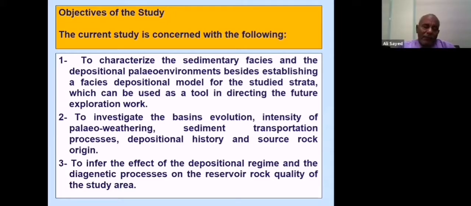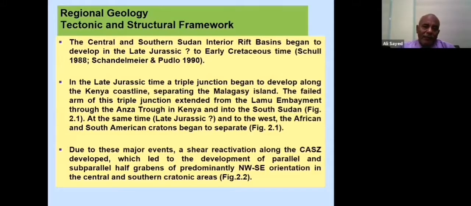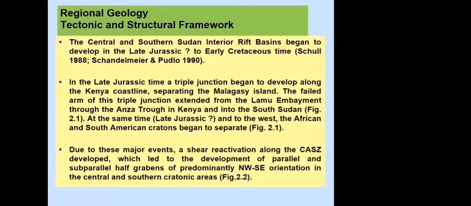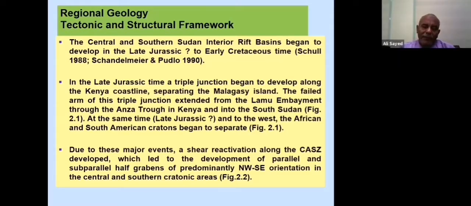Let us speak about the regional geology. How did these rift basins come into nature? That is the tectonic and structural framework. The central and southern Sudan interior rift basins began to develop in the late Jurassic to early Cretaceous. In the late Jurassic, a triple junction began to develop along the Kenya coastline, separating Malagasy Island.